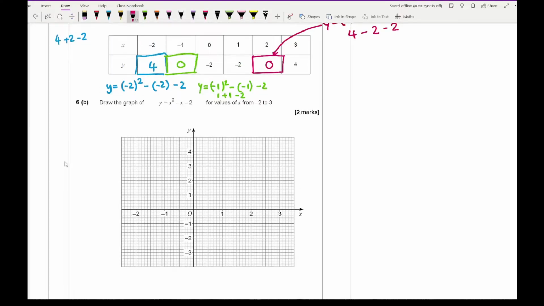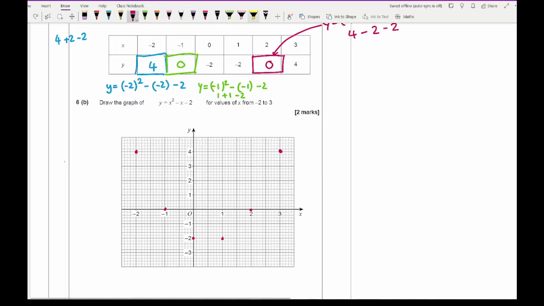So here we've got minus 2, 4, which is here, minus 1, 0, which is there. At 0, it's minus 2. At 1, it's minus 2. At 2, it's 0. And at 3, it's positive 4. Now, the next thing that's left for us to do is to connect those points.